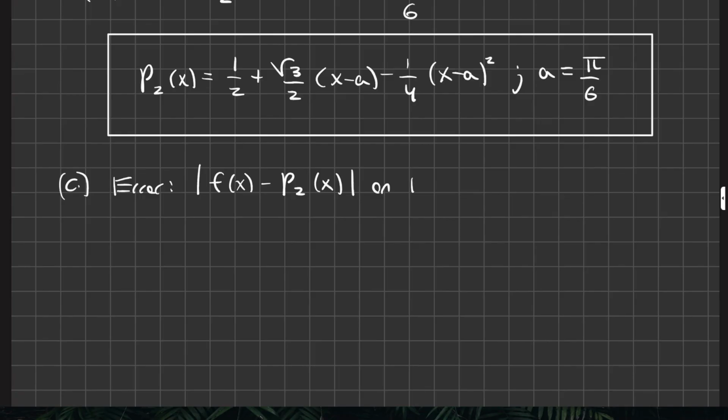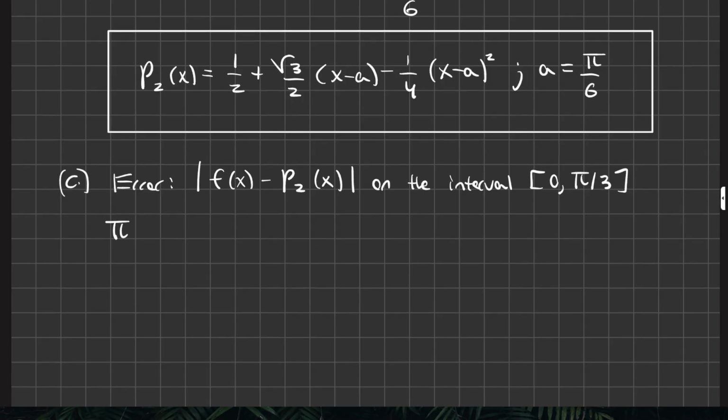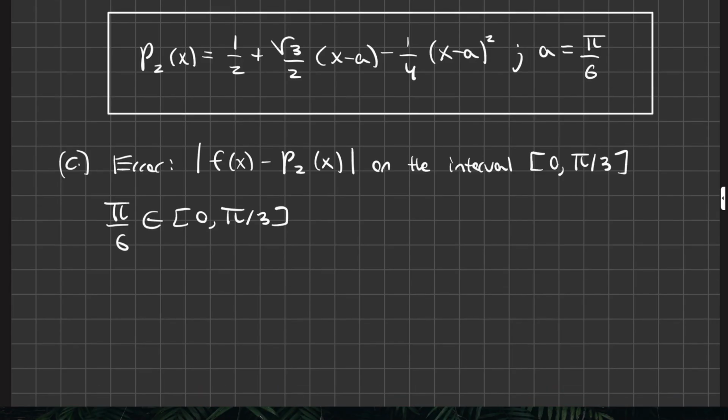And they give us that it should be on the interval 0 to pi over 3. Hopefully everybody can agree that pi over 6 is in fact an element of that interval, right? Because pi over 6 is less than pi over 3. So we want to bound the error when approximating f of x equals sine of x on the interval 0 to pi over 3 by the degree 2 Taylor polynomial about a equals pi over 6, as given in part A and B.